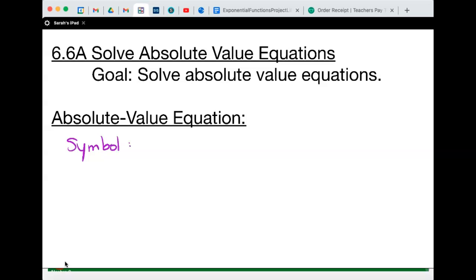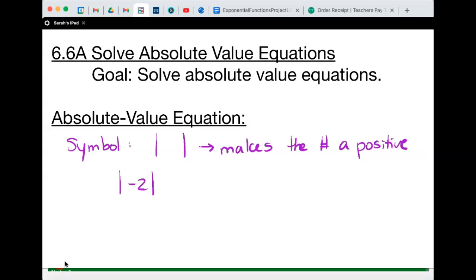Okay, so the symbol is the 2 bars, and you basically said these 2 lines do what to the number? Make it positive. Okay, makes the number positive. So the absolute value of -2 would equal what? But then if it's the negative absolute value of 2, it would equal negative 2, because the negative is outside. Absolute value of 2 is still 2, with the negative in front of it.